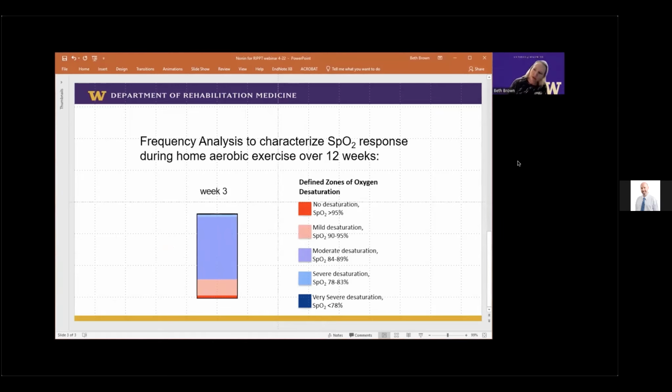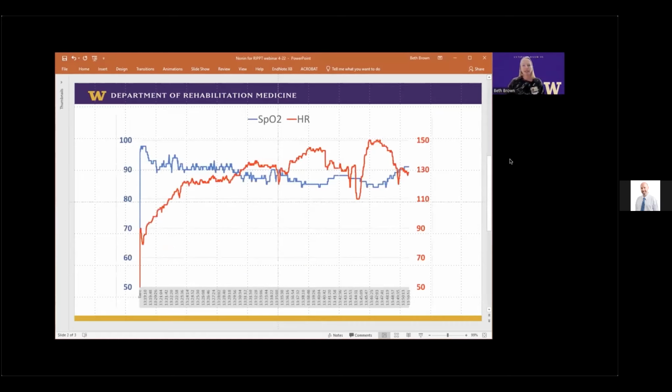The other thing that we can do with this data, since it's all time stamped, is that we can show this over a single exercise test, an exercise bout, or an exercise session, minute or second by second, what the SpO2 values look like and what they look like relative to heart rate, shown in the red line here.